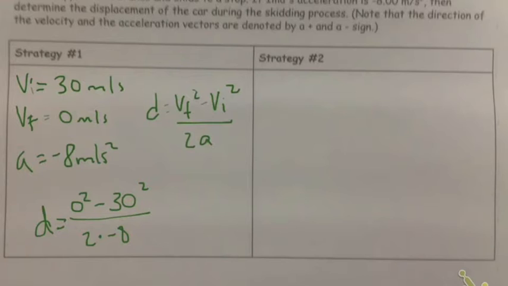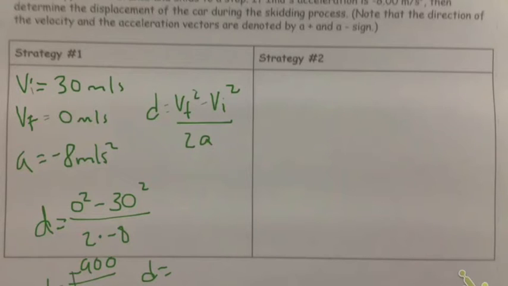Now we want to go ahead and do our exponents and such. So 0 squared is still going to be 0, minus 30 squared, into the calculator. That becomes negative 900 over 2 times negative 8. Put that into your calculator, and that will yield you negative 16. So D is going to equal negative 900 divided by negative 16.